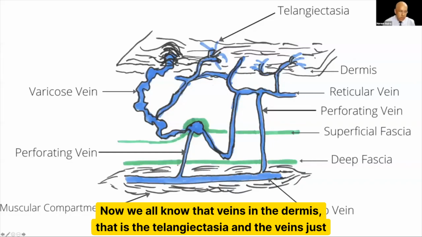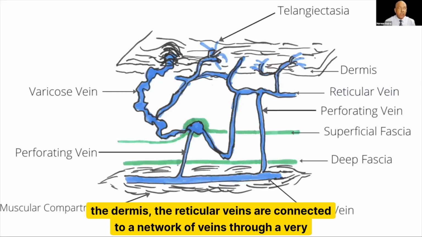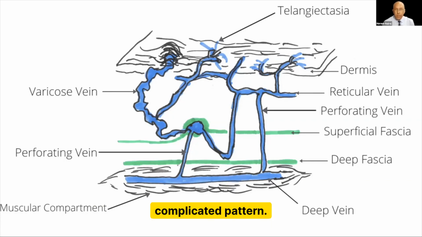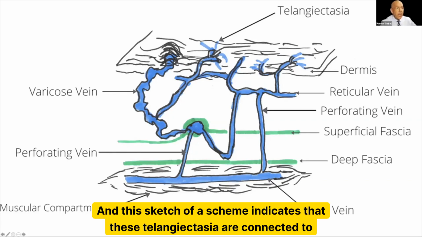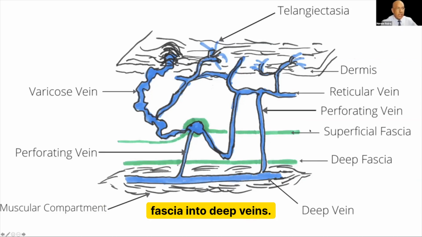Now, we all know that veins in the dermis, that is the telangiectasia, and the veins just underneath the dermis, the reticular veins, are connected to a network of veins through a very complicated pattern. And this sketch of a scheme indicates that these telangiectasia are connected to reticular veins, to truncal veins, through the superficial fascia and through the deep fascia into deep veins.